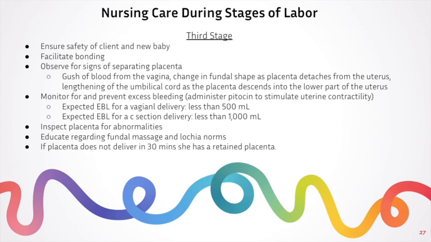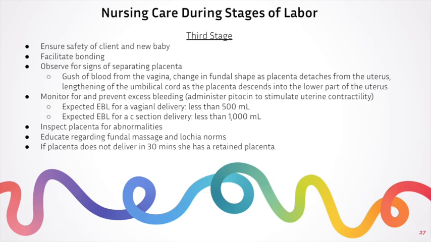So it peels off the side of the uterus, and when it does that peeling off, it releases a little bit of blood, okay? And the umbilical cord, which is hanging out of her body, becomes a little bit longer and lengthens as that placenta comes into the lower part of the uterus, getting ready to be delivered. It's important that the delivering person doesn't pull on the umbilical cord, okay? Let the placenta come all by itself.